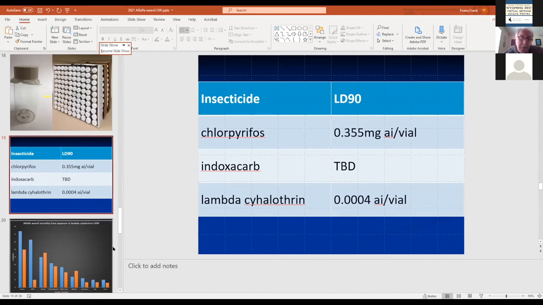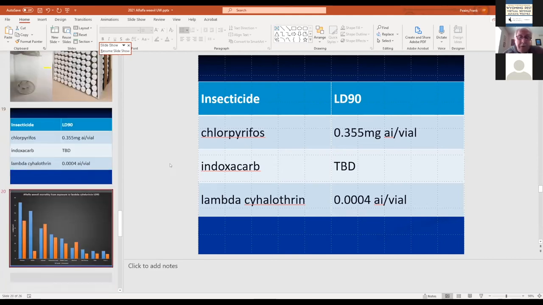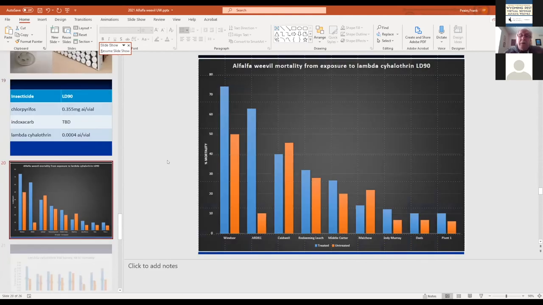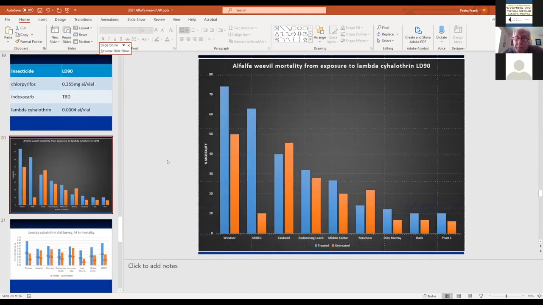So we had the lambda-cyhalothrin LD90 first. Our first year of survey was just with that active ingredient. We have 9 locations, roughly between Fort Collins and Longmont. And this graph tells you a few things.